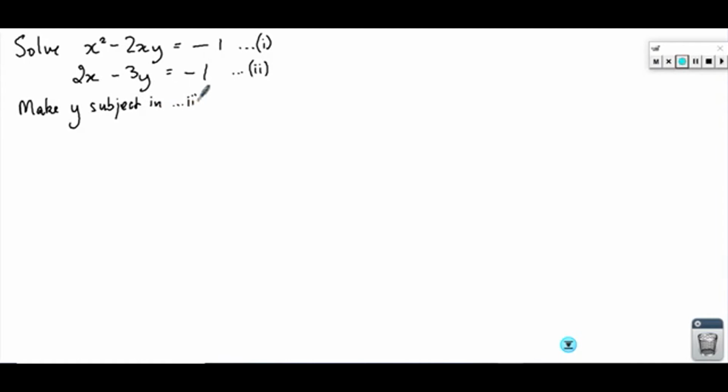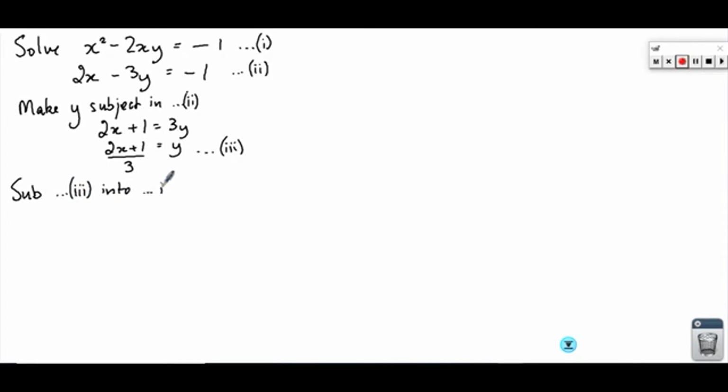So I'm going to make y subject in equation number 2. I get 2x plus 1 is 3y. So y is (2x plus 1) on 3. Now we've got a fraction. We have to be very careful, okay? So this is our third equation. I'm going to substitute equation number 3 into equation number 1. So I get the following: x squared minus 2x times (2x plus 1 on 3) is equal to minus 1. Now, in our first step, we're going to eliminate the denominator. Now, that's an equation, so I can multiply throughout by 3.